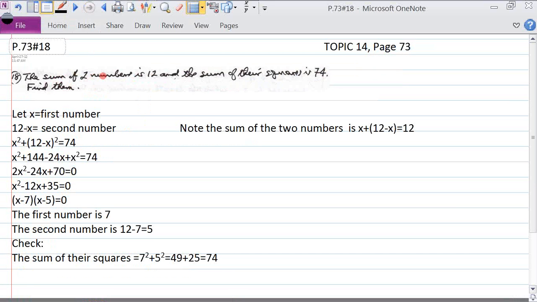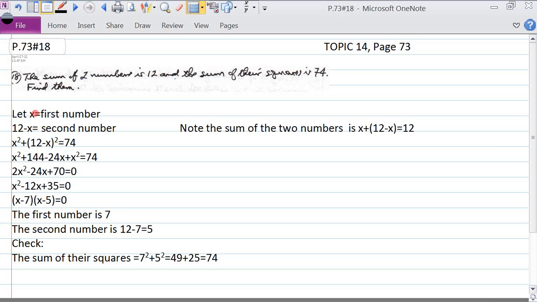Okay, number 18. The sum of two numbers is 12, and the sum of their squares is 74. Find them. So what we do is we let x equal the first number. We know that the sum of two numbers is 12, so 12 minus x must equal the second number. Let's say, for example, that the first number was 3. Then 12 minus 3 must be the second number, because 3 and 9 gives you 12.